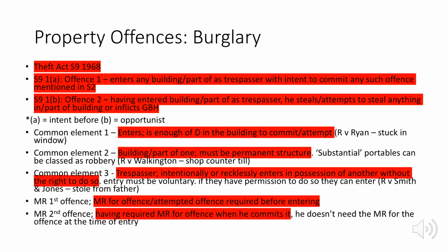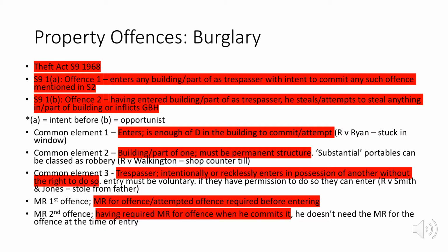Lastly, you've got burglary. This comes from the Theft Act 1968, Section 9. There are two parts to this offence. Section 9(1)(a), called Offence 1, is entering any building or part of a building as a trespasser with intent to commit any such offence mentioned in Section 2. Section 9(1)(b) is having entered a building or part of a building as a trespasser, he steals or attempts to steal anything in the building or part of it, or inflicts GBH.